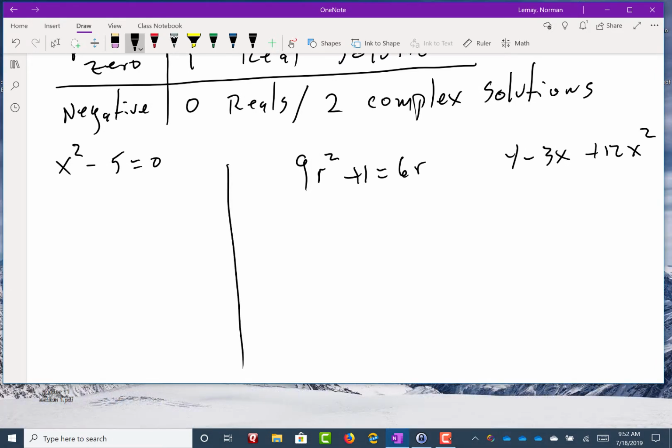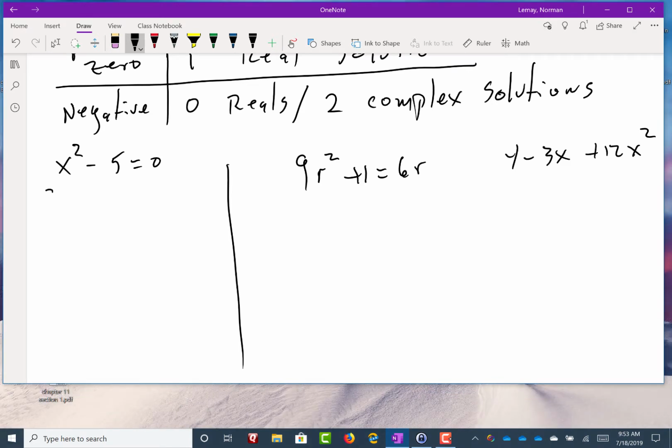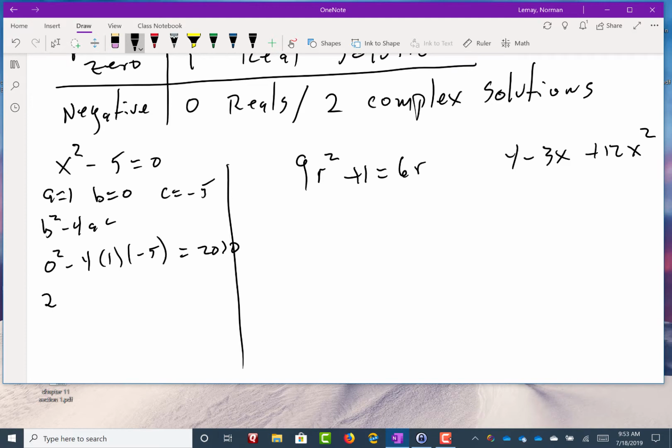Okay, so let's observe that a equals 1, b equals 0, and c equals negative 5. So we have b squared minus 4ac. So b is 0 squared minus 4 times 1 times negative 5, which is equal to 20, a positive number. So here we're going to have 2 real solutions. And that's it. That's all we do.